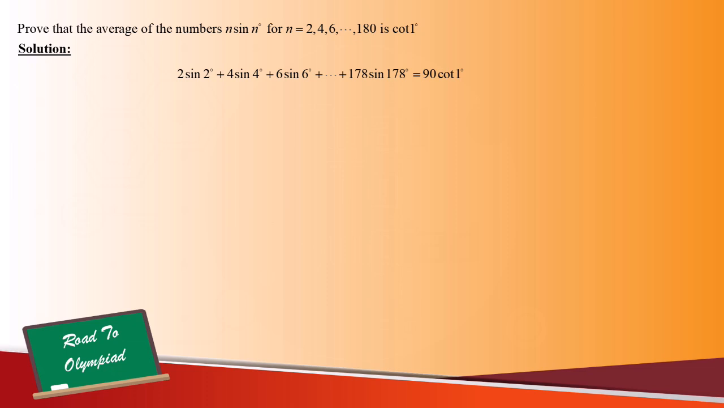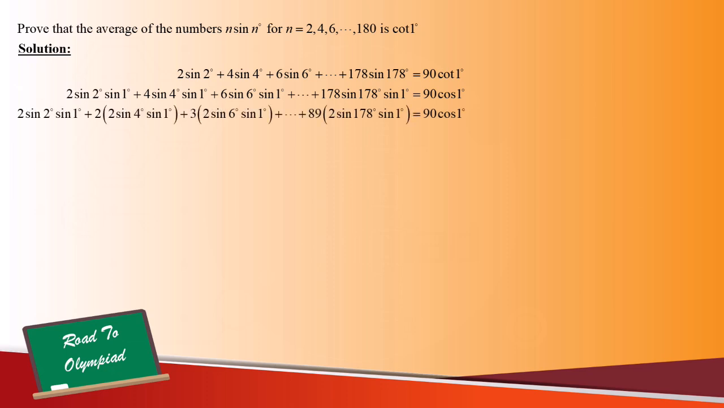Multiplying sine of 1 on both sides, it is equivalent to show that 2 sine 2 sine 1 plus 4 sine 4 sine 1 plus 6 sine 6 sine 1 until 178 sine 178 sine 1 is equal to 90 cosine of 1. This is also equivalent to this, where we are factorizing 1, 2, 3 until 89 from each of the terms respectively.